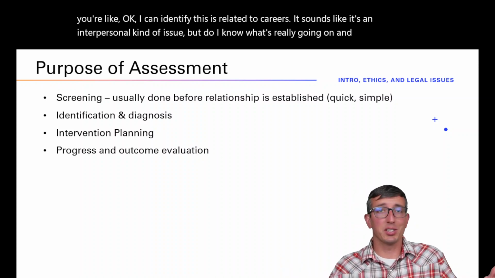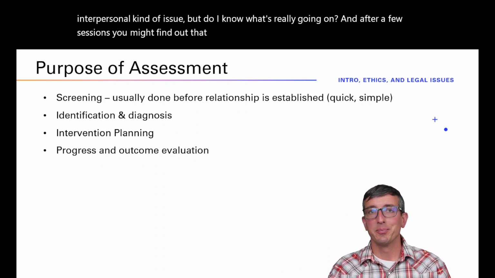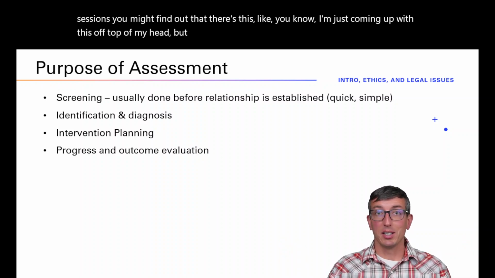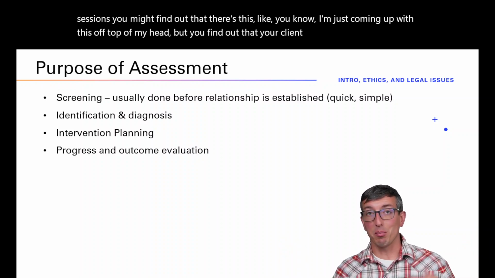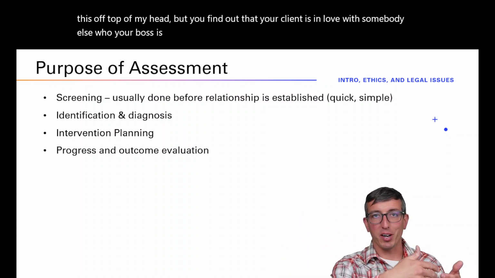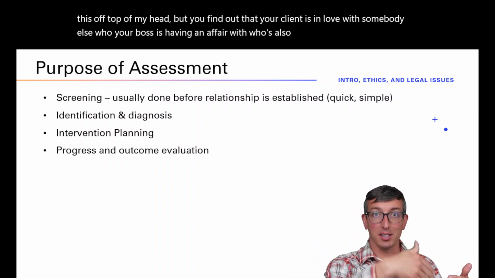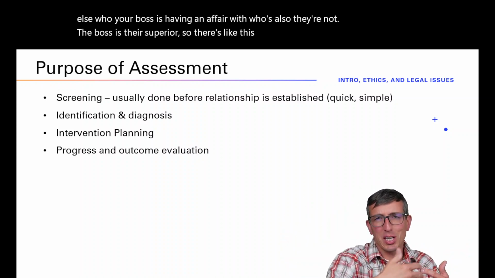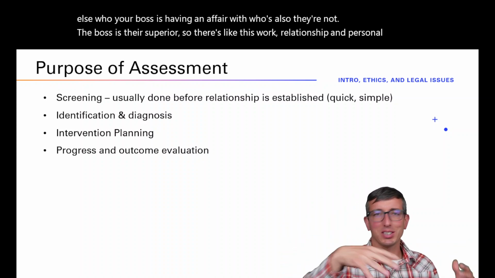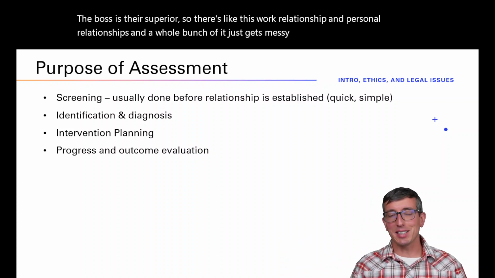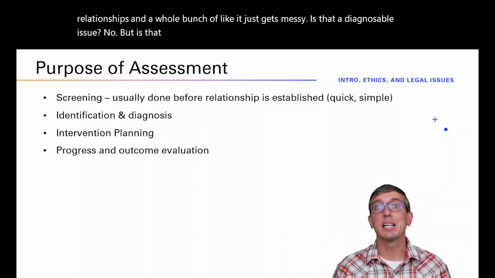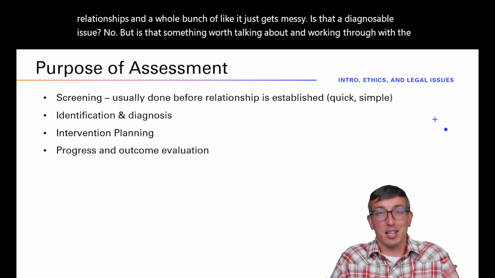After a few sessions, you might find out, and I'm just coming up with this off the top of my head, that your client is in love with somebody else who your boss is having an affair with, who's also not the boss, but their superior. So there's this work relationship and personal relationships and a whole bunch of things, it just gets messy. Is that a diagnosable issue? No. But is that something worth talking about and working through with a therapist or a counselor?